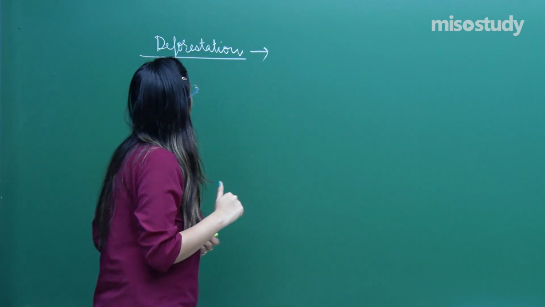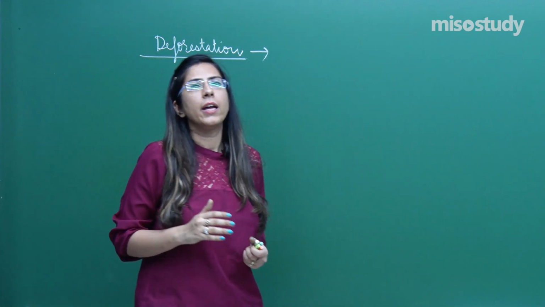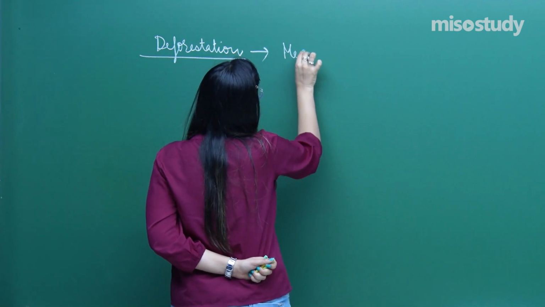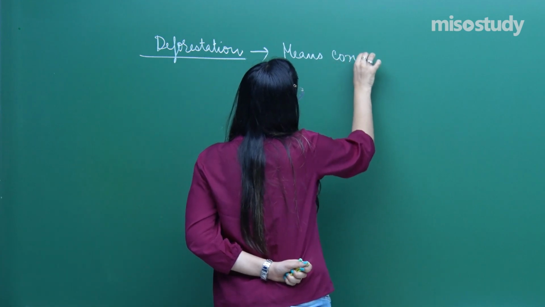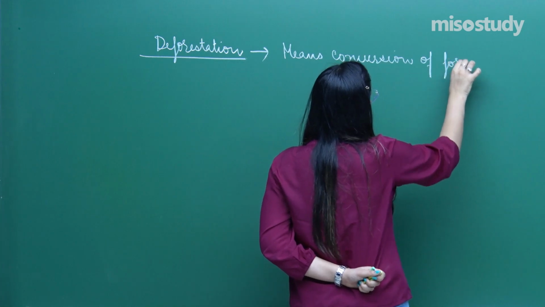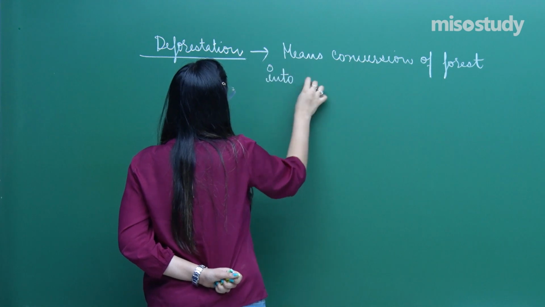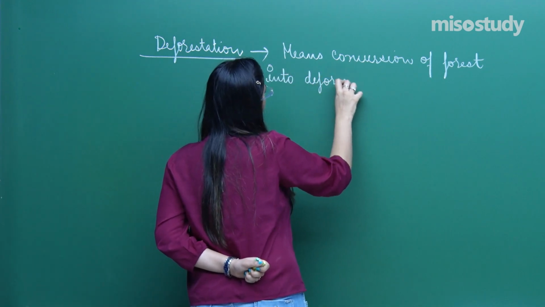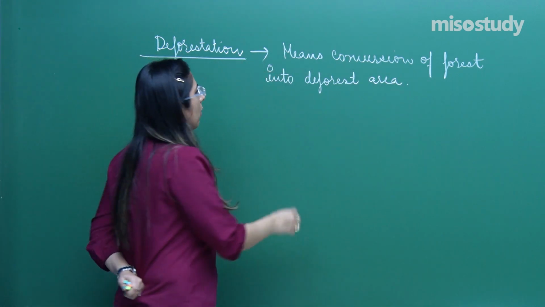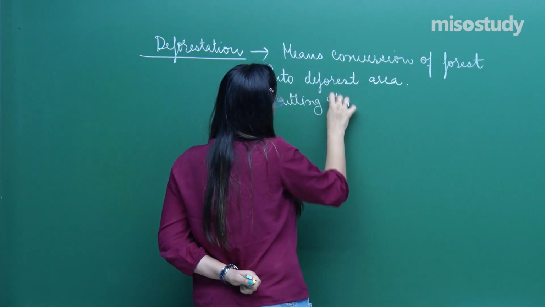So, let's write about deforestation. What is deforestation? And simultaneously, I will discuss the Indian forest policy. Deforestation means conversion of forest into deforested area. That basically means cutting of trees.